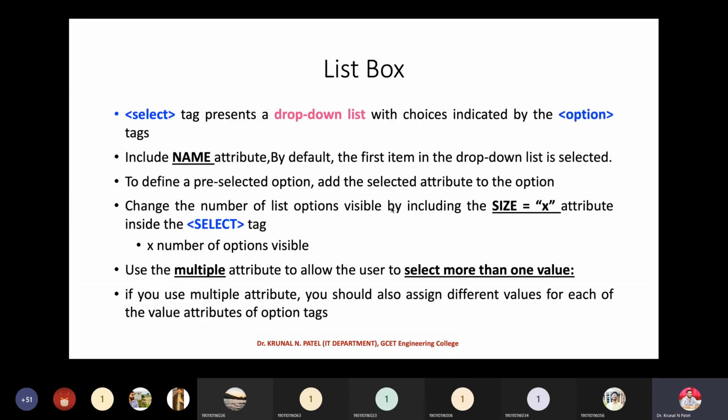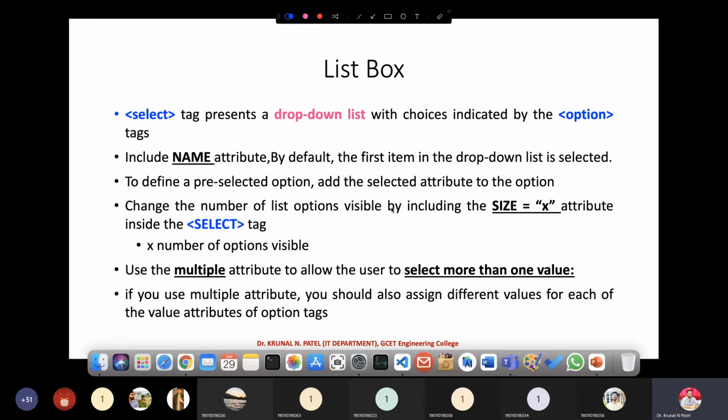Okay. The next one is a list box. So what is the use of list box? List box is one kind of drop down. So it's a drop down list with the choices indicated by options. So here you have to change the tag. You have to use a select tag, and in that, to define the choices, you have the option tag. This you have to remember.